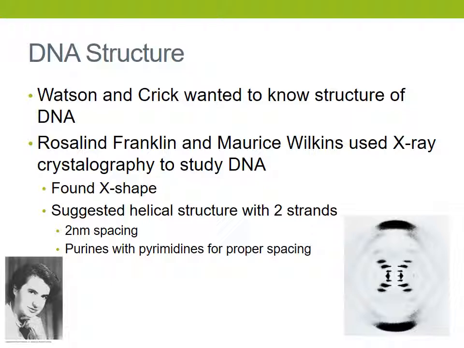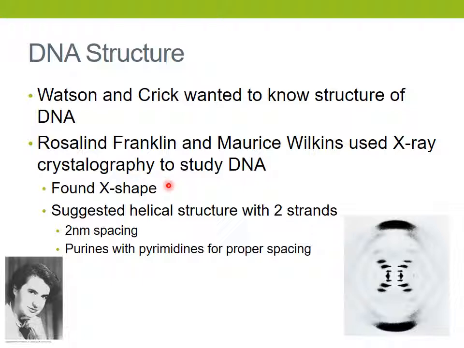Okay, we're going to move a little more now into structure and how this all was figured out. Watson and Crick wanted to know the structure of DNA, but they were not alone. This woman here, you may have heard of her, Rosalind Franklin, was actually the work behind all of this interpretation. She did the actual experimentation, also Maurice Wilkins, using X-ray crystallography to study the DNA to figure out the structure. Watson and Crick interpreted her results, but she did the experiment.